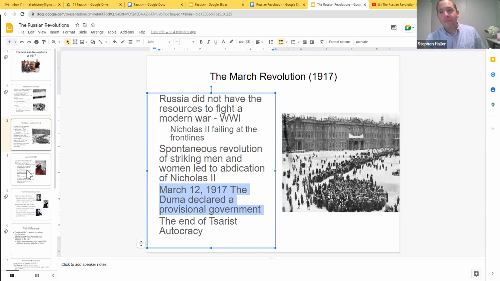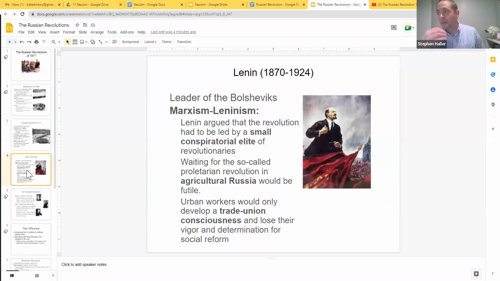And while all of this is happening, a guy named Vladimir Lenin is being brought back from exile. So let me just talk a little bit about who Vladimir Lenin was, why he was in exile, and then we'll turn our attention and look at one of his documents.